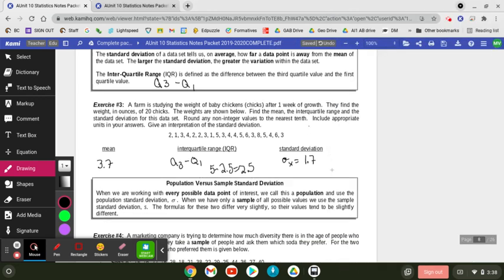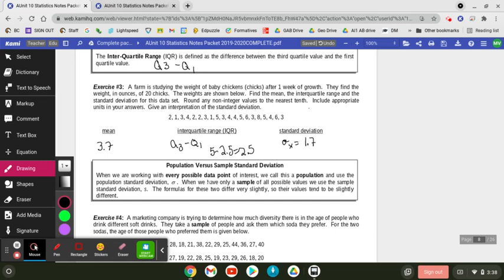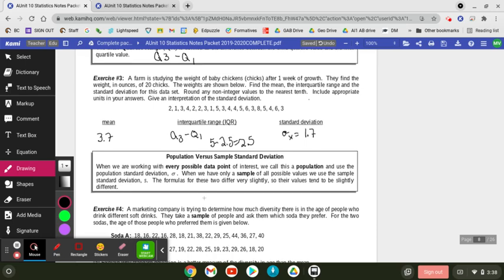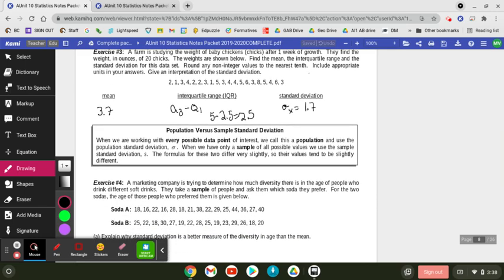Down below here, we say we are working with every possible data point of interest. We call that the population. So we use sigma, and that's what we did here. When we have only a sample of all possible values, we call this the sample S. So that's S sub x on our calculator there. They differ slightly, which is why we're going to get slightly different numbers.